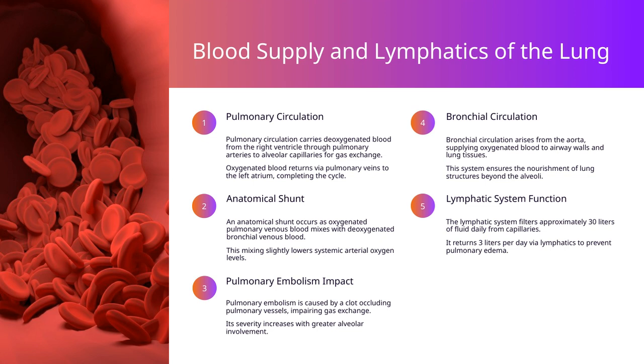This mixing slightly lowers the oxygen levels in the systemic arterial blood, which is an important consideration in understanding lung physiology. Overall, these systems, the pulmonary and bronchial circulations along with the lymphatics, work together to maintain efficient gas exchange, tissue nourishment, and fluid balance within the lungs. They are fundamental to respiratory health and function.